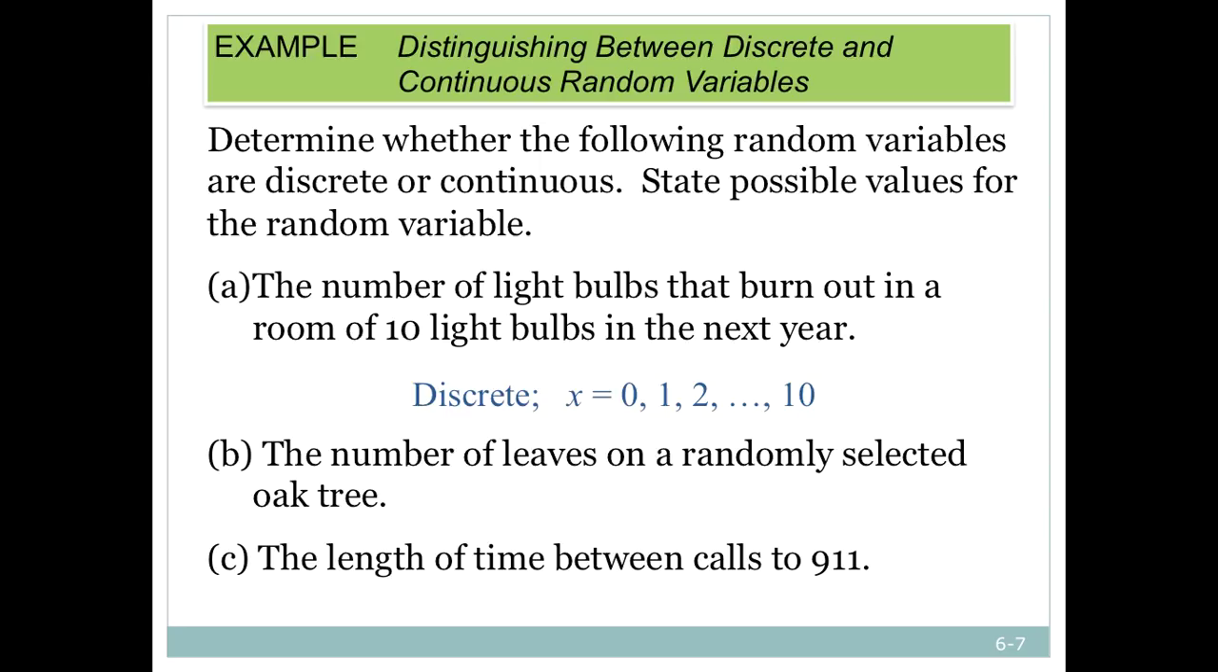Now, if we talk about the number of leaves on a randomly selected oak tree, again, we're not going to have half of a leaf. We're just going to be talking about number of leaves, so we're going to talk about 0 leaves, or 1 leaf, or 2 leaves. This one does not have an upper bound on it because we're not really sure what the upper bound on the number of leaves on an oak tree might be. We put an upper bound on there because we only have 10 light bulbs. So we know that it's going to be somewhere between 0 and 10.